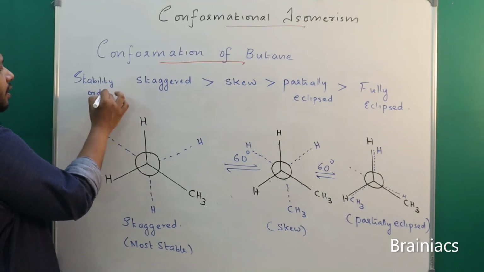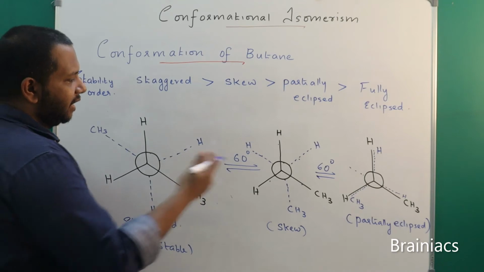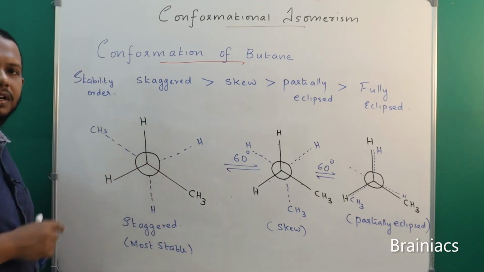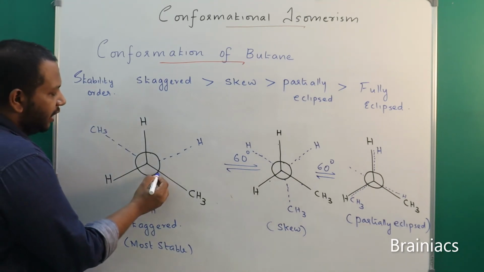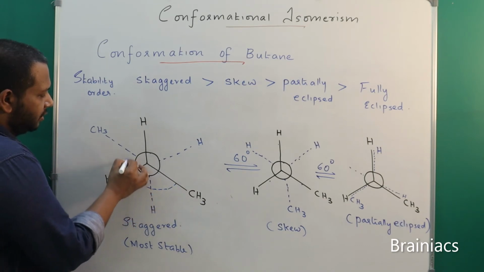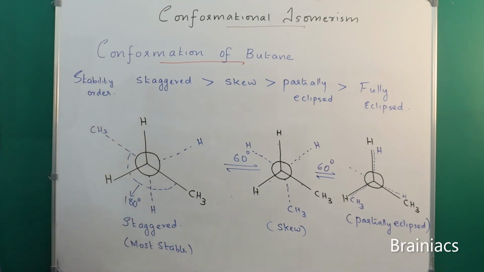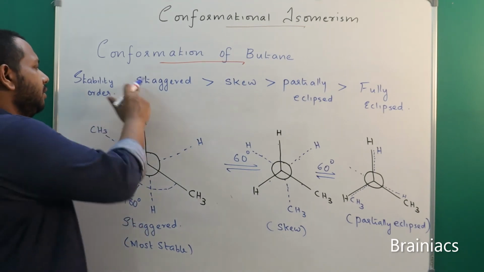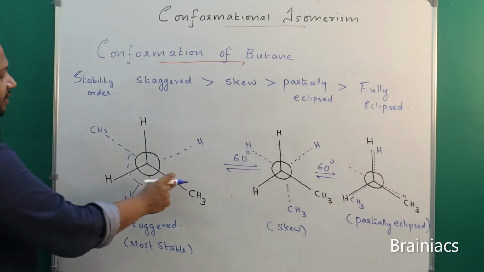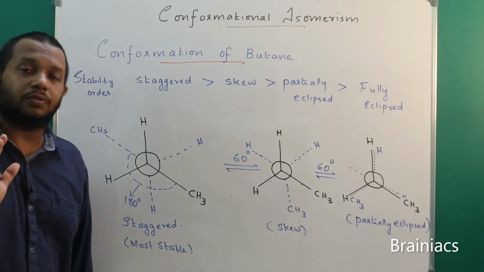Now please learn something from this. To move from completely eclipsed to staggered form, how much rotation does it need to make, how much angle? In fully eclipsed, CH3 will be present here. From there it needs to move around this much. That means it needs to rotate 180 degrees. So they can ask a question like, from least stable, that is fully eclipsed, to most stable, that is staggered, how much is the dihedral angle, how much you need to rotate? The answer will be 180 degrees in the case of butane.